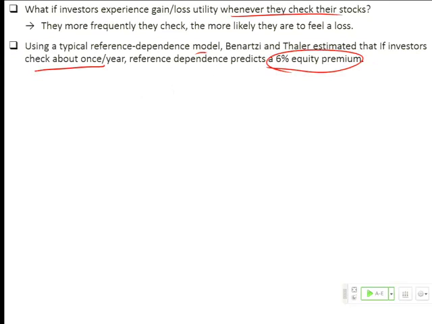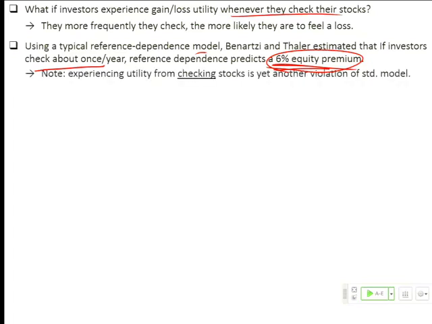So they took a model and they plugged in different frequencies of checking your stocks. And what they got was that if you check your stocks about once a year, which, if you're investing for your retirement, doesn't matter, whether your stocks are going to be up or down next year, right? Until you're really old. But if you're getting this gain-loss utility just from seeing paper losses about once a year, you can explain the equity premium puzzle. Okay? And if you don't have all of those assumptions, right, the standard model can't remotely explain the equity premium puzzle.